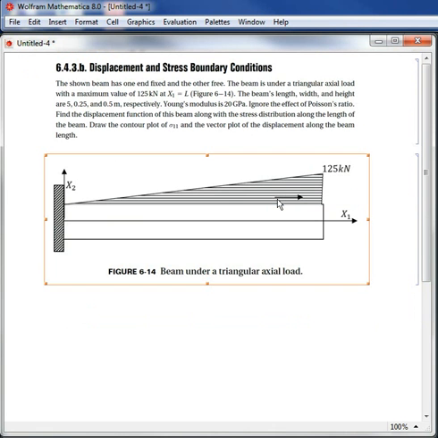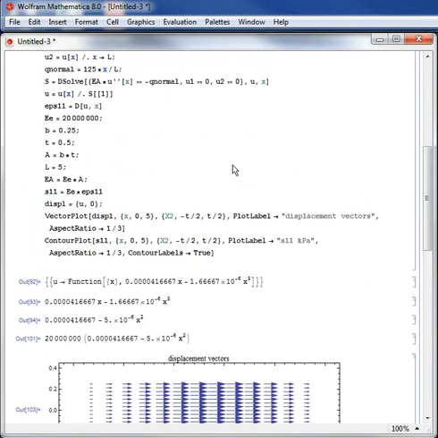In the next problem, it's exactly the same, but the difference is the boundary condition. So basically, all I have to do is just copy everything.